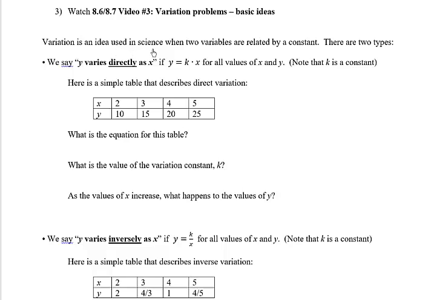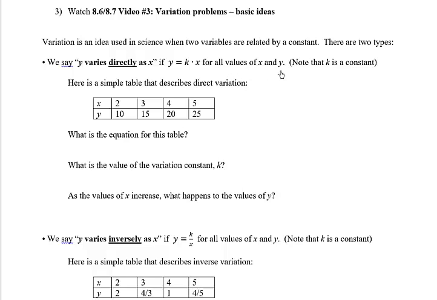Variation is an idea that's heavily used in science when you have two variables that are related by a constant. And there are two types that we're going to consider. The first type is called direct variation, and it goes like this. We say y varies directly as x, so one variable varies directly as another if, what does that mean? It means that one variable, the y, is always calculated by taking some constant, some fixed number, and multiplying it by the corresponding x value. And that's true for all the values of x and y in that particular problem.